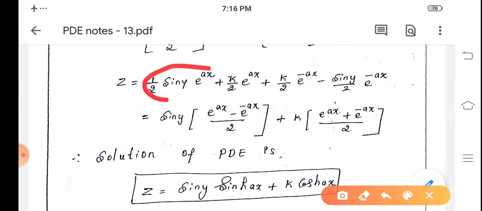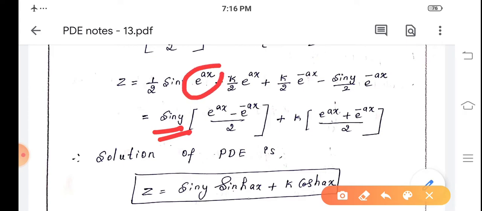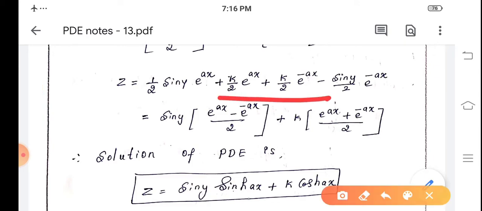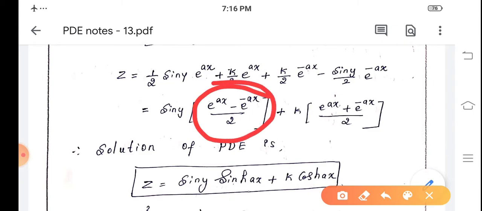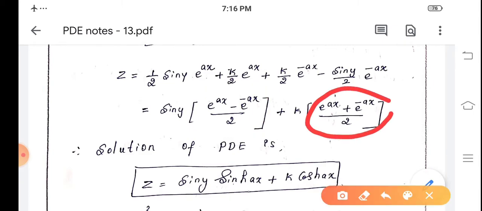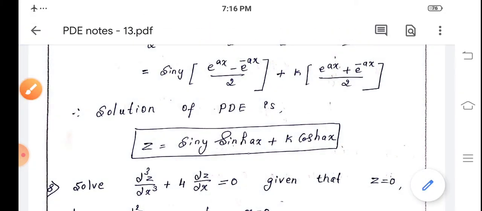Now, if we club the terms containing sin y, here we can take sin y common, then it is (e power ax minus e power minus ax) divided by 2. Similarly, if we take the remaining two terms, we can take k common, k into, then it will be (e power ax plus e power minus ax) divided by 2. But here this is the sine hyperbolic function, and here this represents the cos hyperbolic function. So we write the solution as z is equal to sin y sinh ax plus k into cosh ax. This is a solution of the given partial differential equation.